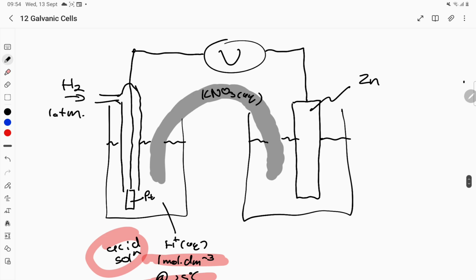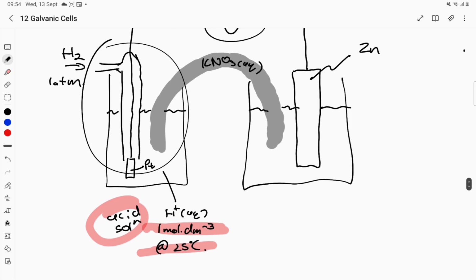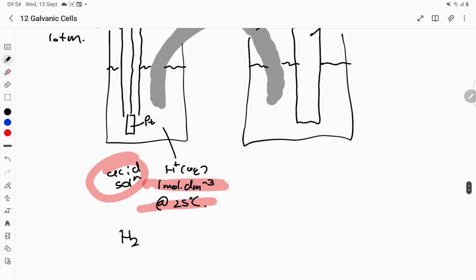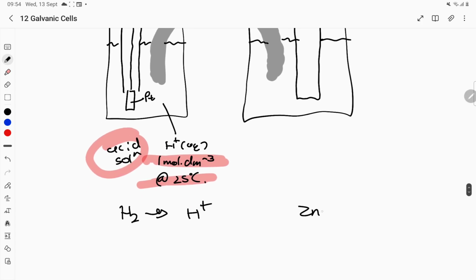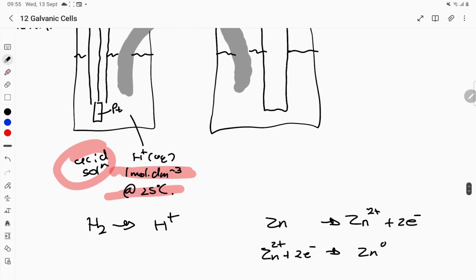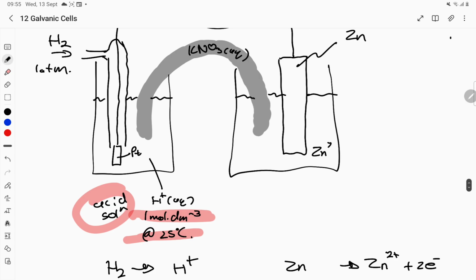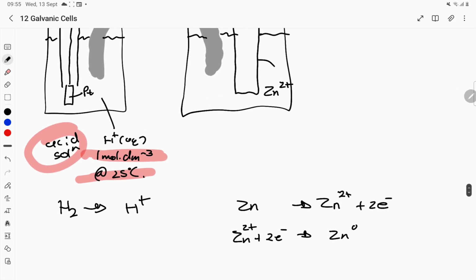So what happens at the hydrogen half cell? Is it going from H2 to H+? Or is it going from H+ to H2? Is it being oxidized or reduced? And what's happening to the zinc? Is the zinc electrode losing electrons, producing electrons? Or are the zinc ions in solution being reduced? So is there oxidation taking place, or is there reduction taking place there?